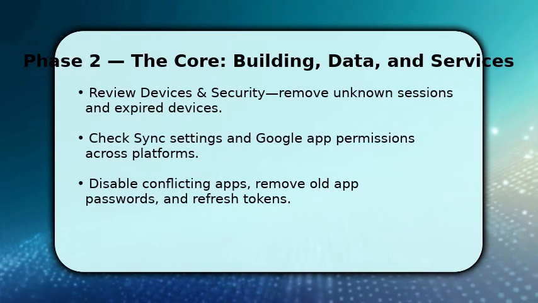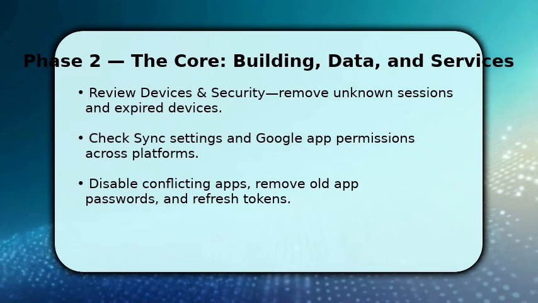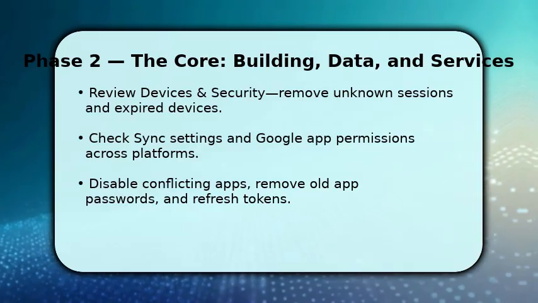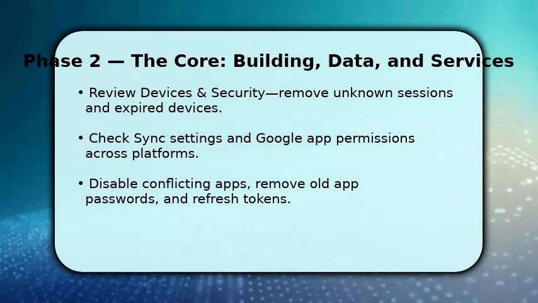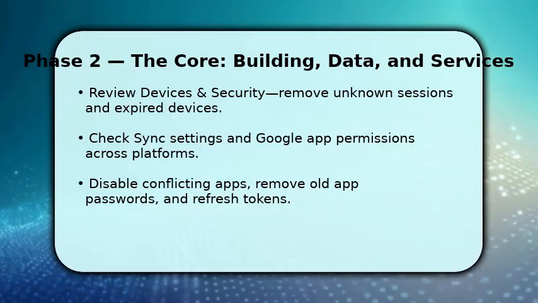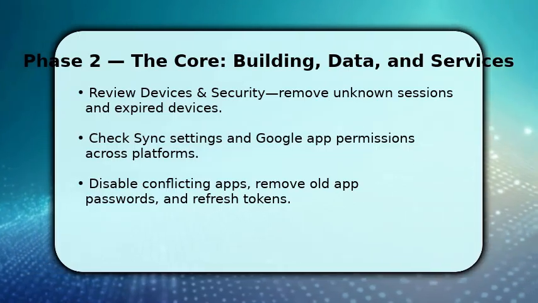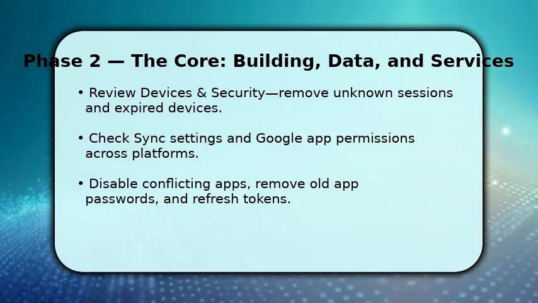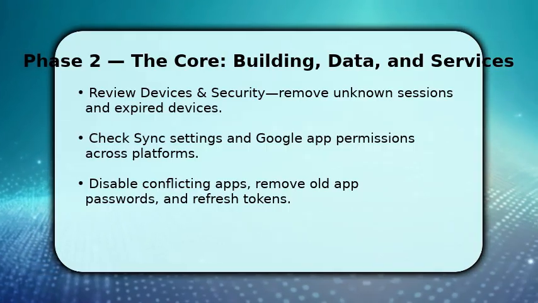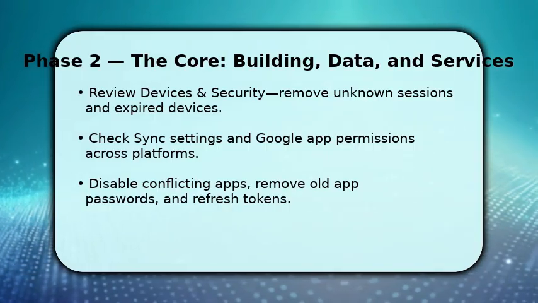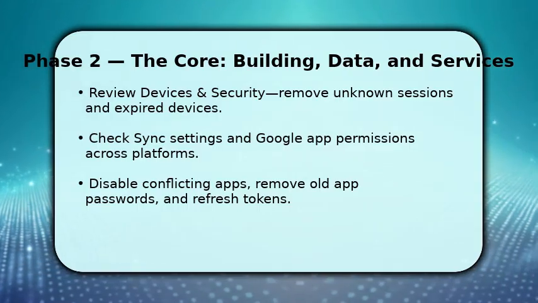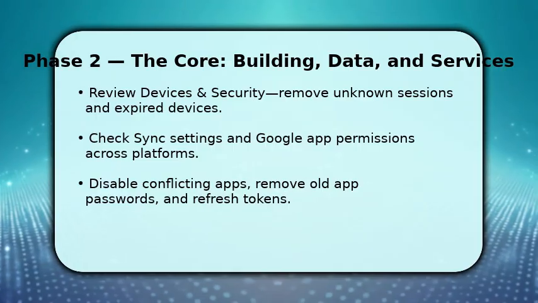Next, you dig into account security and app interactions. Go to Devices and Security, remove any unfamiliar or old sessions so tokens can't conflict. Check sync settings in Chrome or Android. Make sure only needed data types sync. Inspect app passwords and third-party access. Revoke anything old because leftover app credentials can sign you out. If an app uses outdated Google Play services, update or disable it. Once you tidy sessions and apps, sign in again to regenerate valid tokens and restore stable sync.